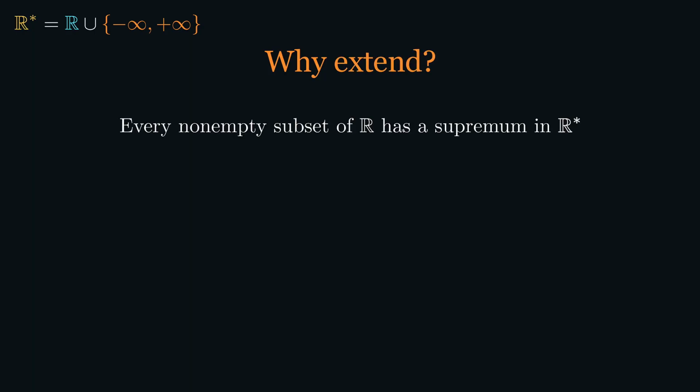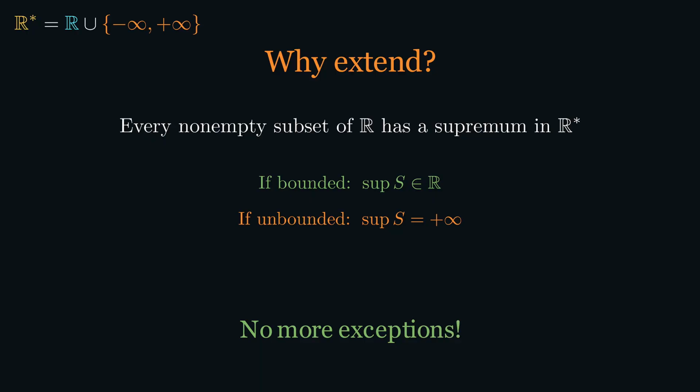Why bother with R star? Because now every non-empty subset of R has a supremum in R star. If the set is bounded above, the sup is a real number. If it's unbounded above, the sup is positive infinity. No more exceptions. In R star, the supremum always exists. We also define neighborhoods of infinity. The set of all x greater than some large number is a neighborhood of plus infinity.